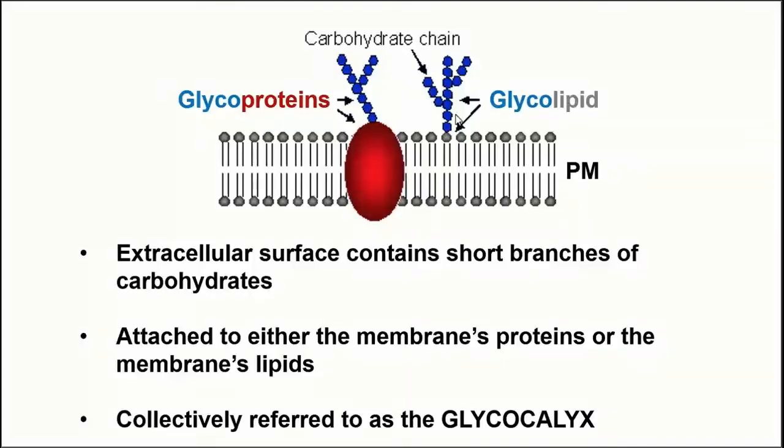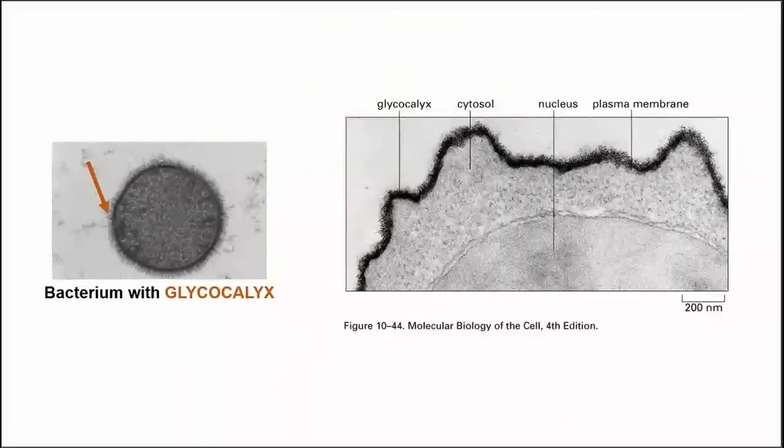Or these carbohydrates can be associated with lipids, in which case they're referred to as glycolipids. And so collectively, as I mentioned earlier, the carbohydrate chains are referred to as the glycocalyx, and this term literally translates to sugar coat on our external surface. So note that the glycocalyx is only found on the extracellular surface. It's actually not found on the intracellular side of the plasma membrane. So we only have these carbohydrate chains on the extracellular surface.